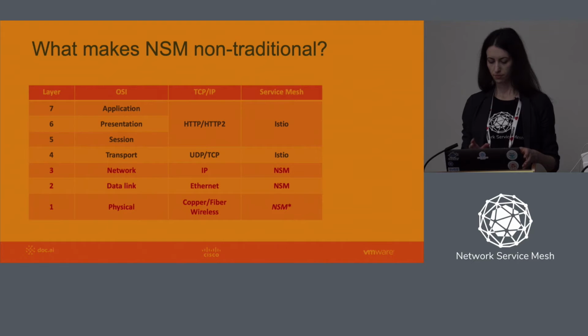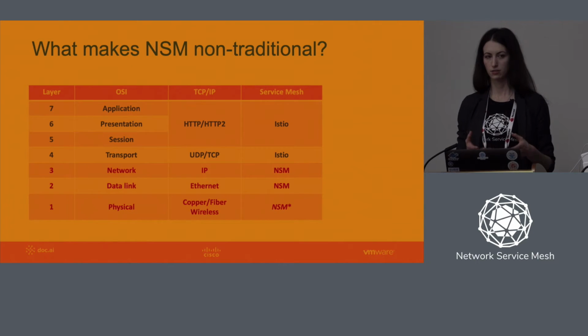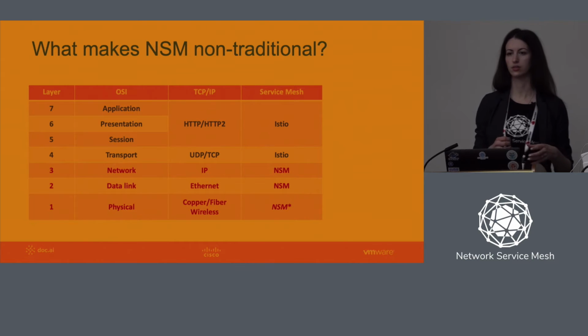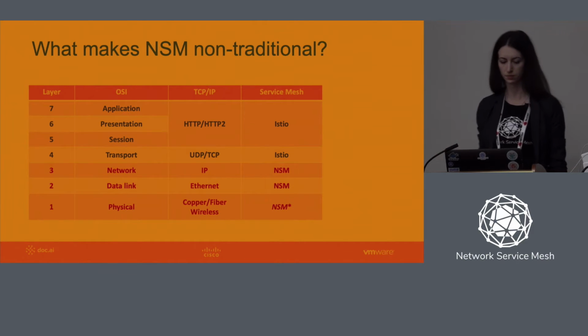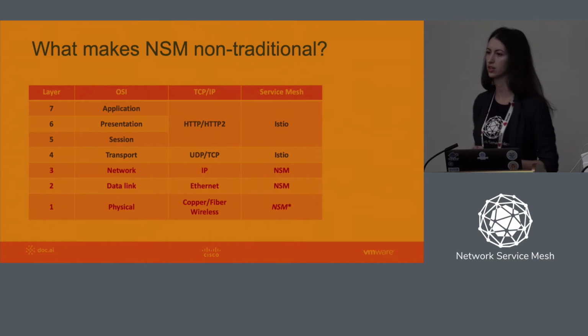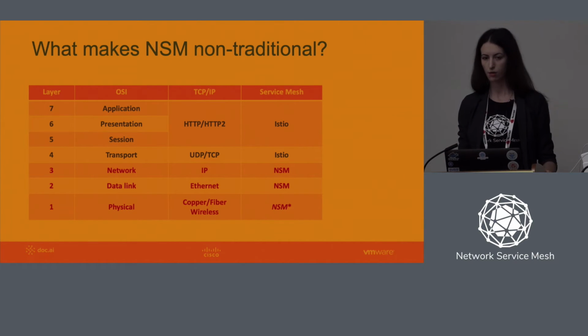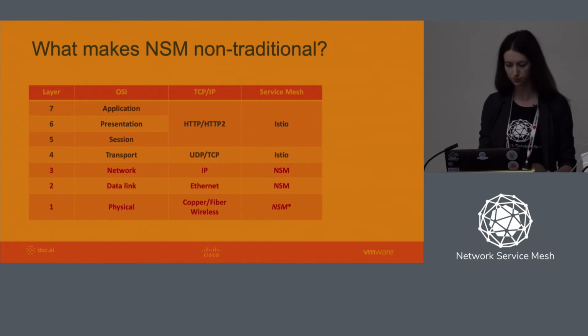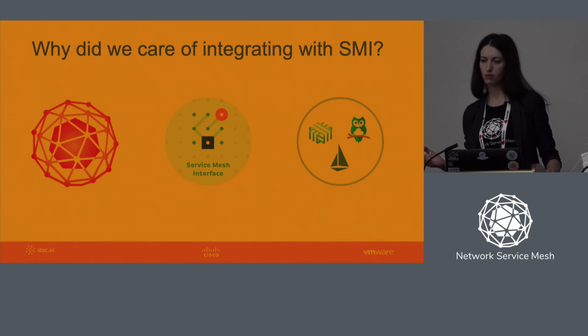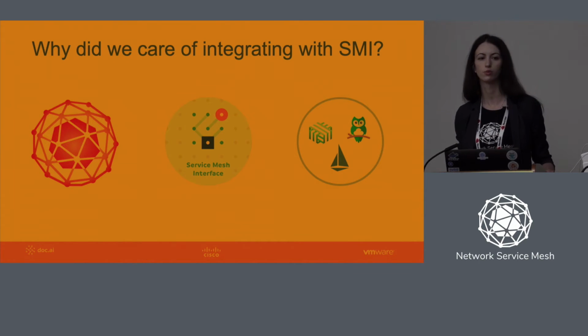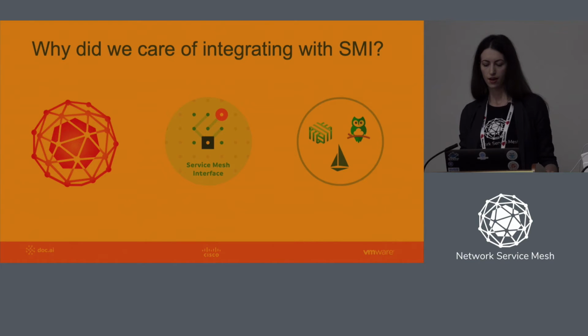As we saw, service mesh interface CRDs support the upper level protocols that the traditional service meshes implement, while the network service mesh covers layers 2 and 3 from the OSI model. And why we decided to integrate with them: we heard about this service mesh interface in a keynote announcement during KubeCon Europe this year. And we found it's a great idea to unify our API with the other service meshes.